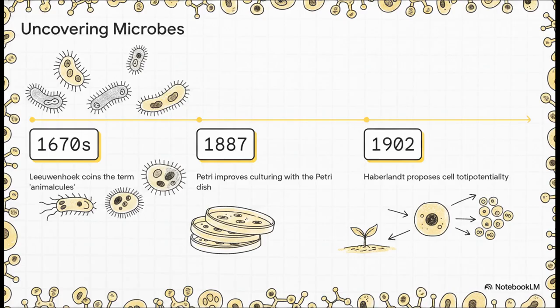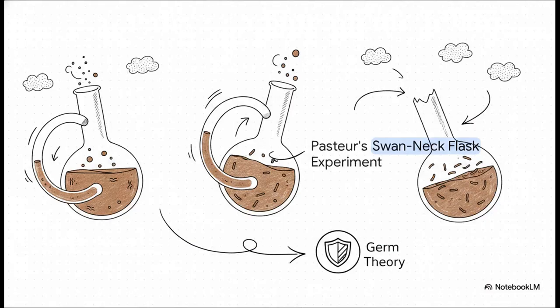Then, in 1902, Gottlieb Haberlandt proposes cell totipotentiality, which is this groundbreaking idea that a single individual cell has the potential to give rise to a whole, complete organism. That's when we really transition from just looking at things to engineering controlled environments. Now, as you might already know, Louis Pasteur fundamentally changed biology with his truly ingenious swan neck flask experiment.